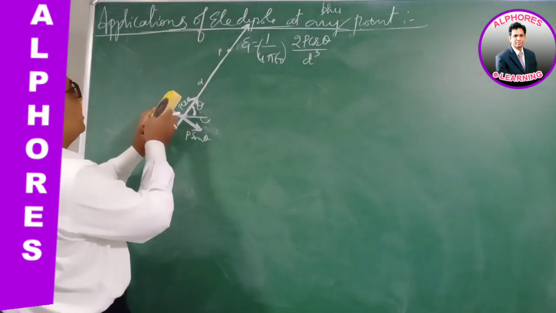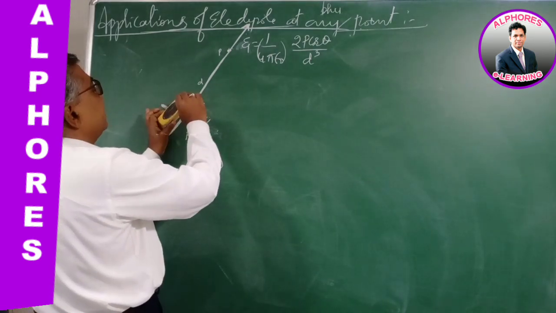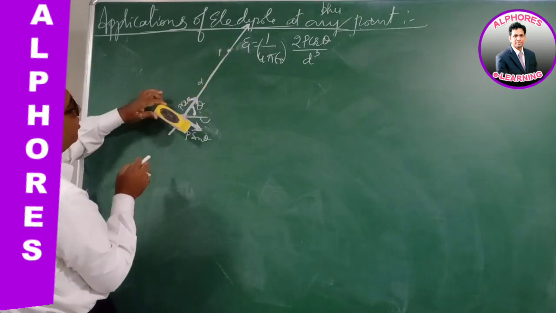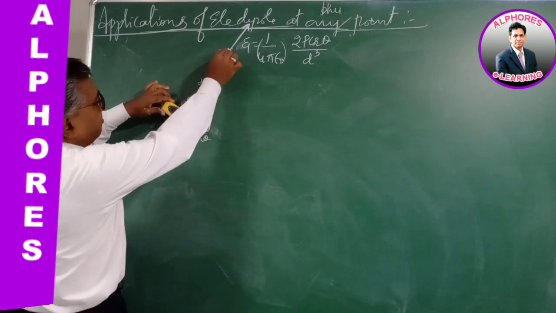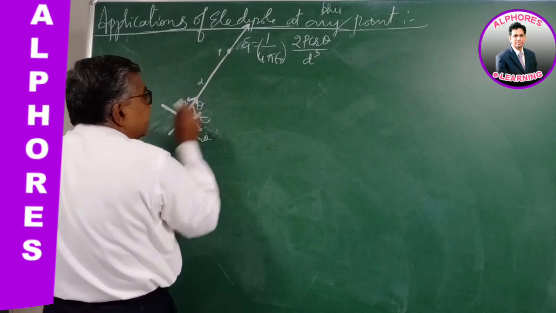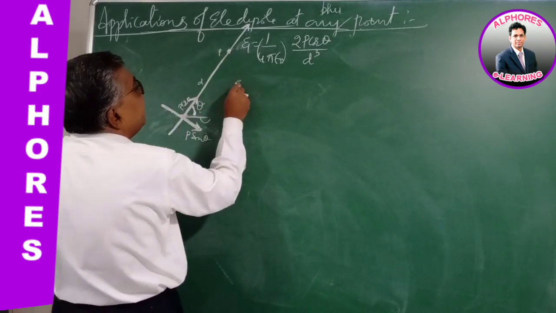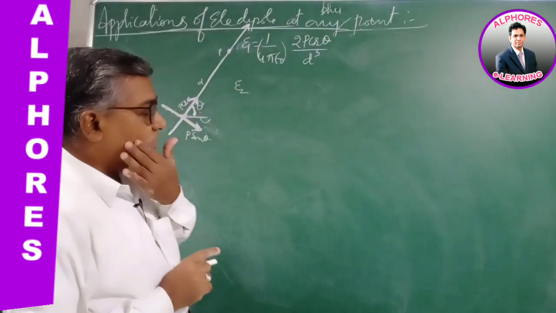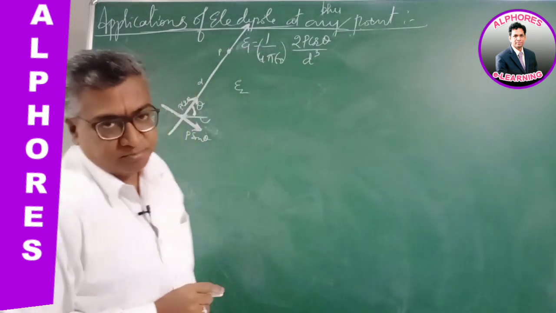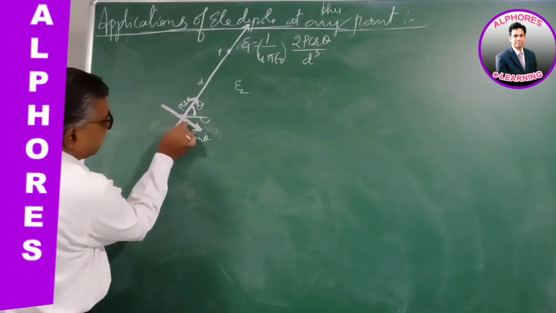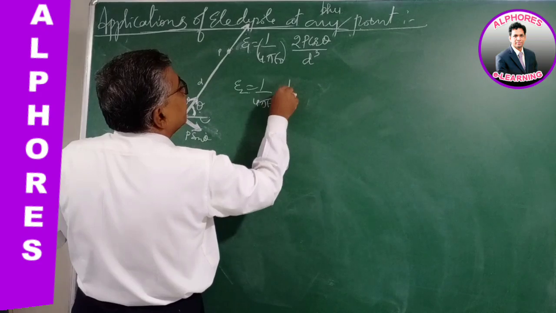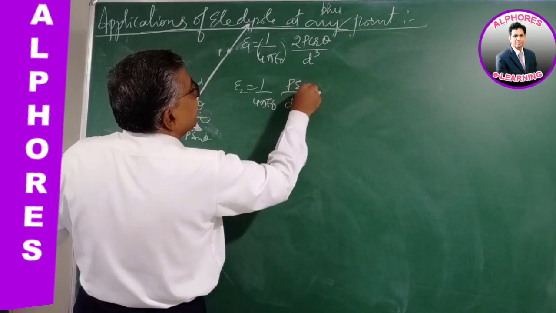So for the first dipole, if this is the first component, then this point lies on its axial line. For the second dipole, when I consider it like this, the point P lies on its equatorial line. So on the equatorial line, the electric field intensity E2 is, we know, 1 by 4 pi epsilon naught P by d cube. Our component is P sin theta, so it's 1 by 4 pi epsilon naught P sin theta by d cube.